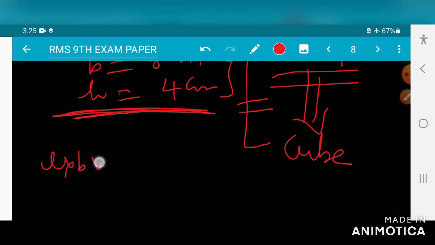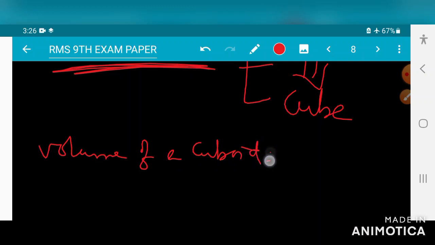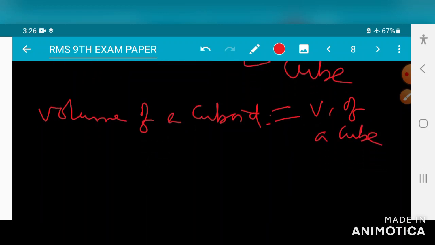L into B into H. This is the volume of a cuboid. The volume of a cuboid is equal to the volume of a cube. By equating these, the volume of a cuboid, L into B into H, is equal to the volume of a cube, which is side cube.